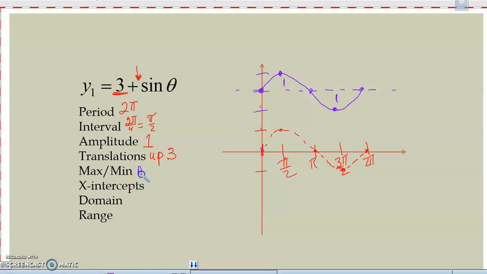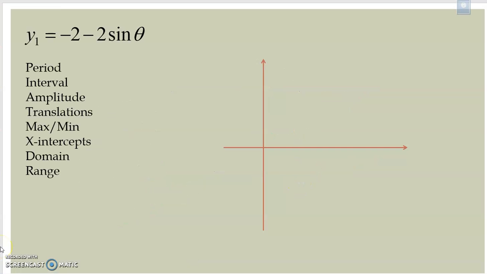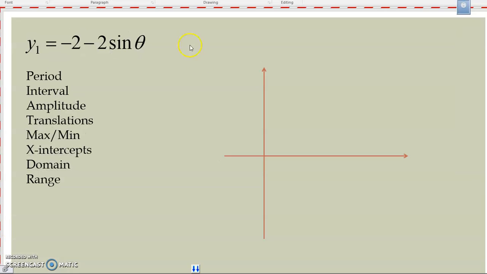All right, this time our maximum is up here at 4. And our minimum this time is at 2. So that gives me a range of 2 to 4. Okay, my graph didn't go anywhere but between 2 and 4 on the y. Of course, all real numbers for domain. And did we cross x? There are no x-intercepts.